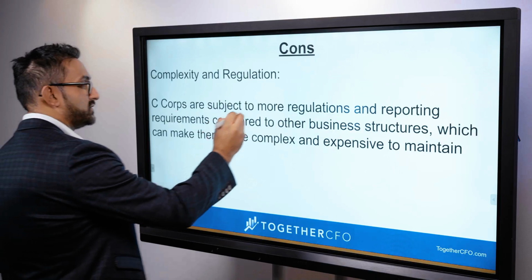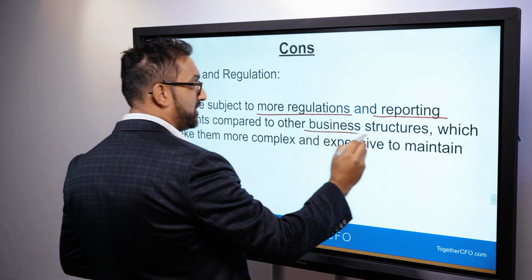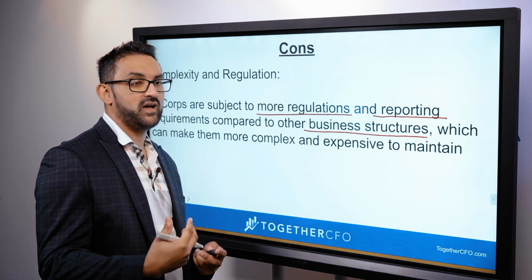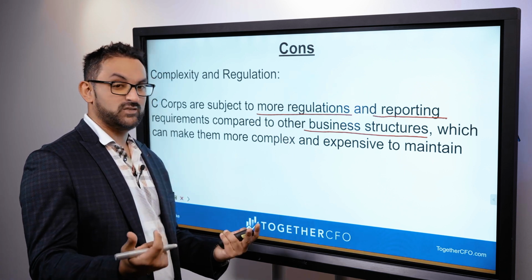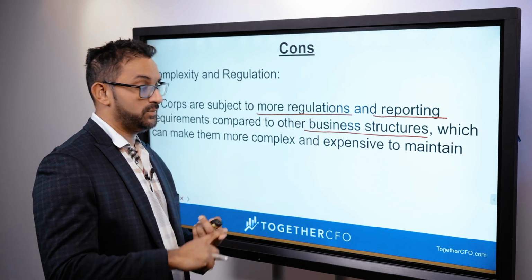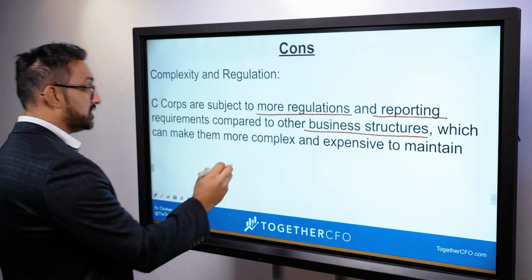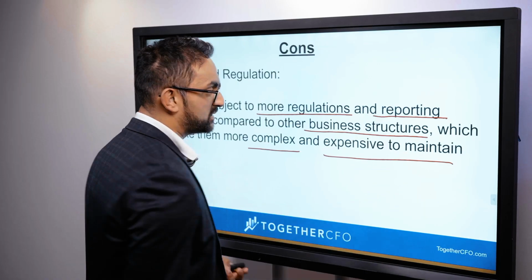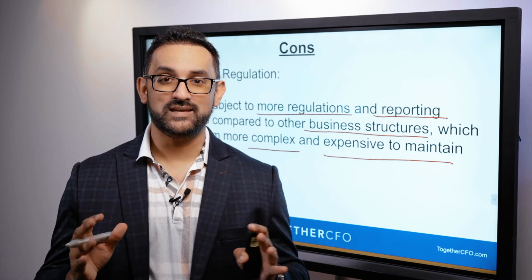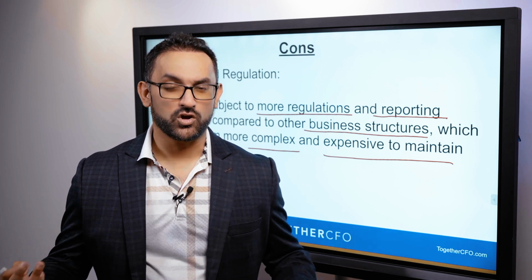So C Corps are subject to more regulations and reporting compared to other business structures, and rightly so, because if they're raising millions and millions of dollars, you don't just want to have any cowboy wasting those millions of dollars or taking you for a ride. You want to make sure that they're legitimate people, they're doing the right filings, and all of that means regulations and reporting, right? Which does make it more complex and more expensive. With those extra requirements means there's more time, energy, and effort needed to do those things properly, which ultimately means it's going to cost more to do it.